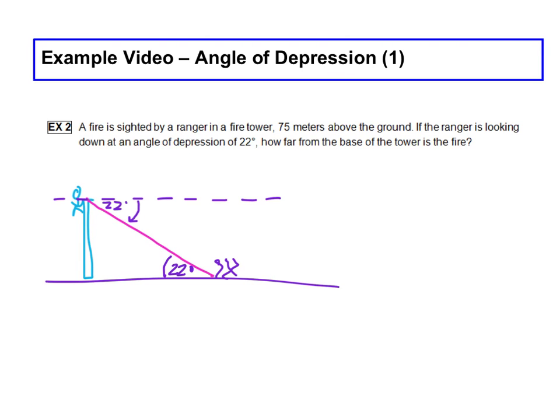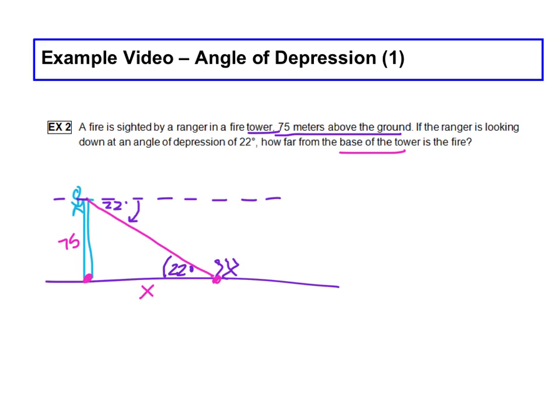All right, so what else? I need something else labeled. Let's see. A fire is sighted by a ranger in a fire tower 75 meters above the ground. So the tower is 75 meters above the ground. That's how tall that tower is. We've got our 22 degrees. How far from the base of the tower is the fire? Well, the base of the tower is down here. The fire is over here. So that's what they're asking: how far is it from the base to the fire?